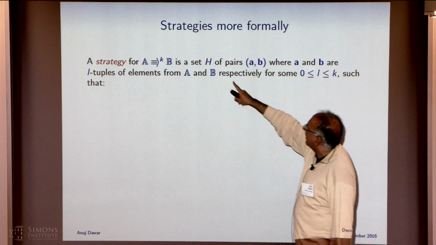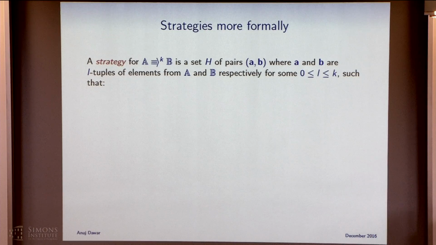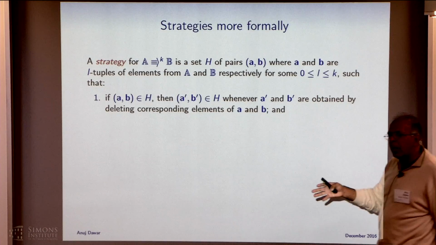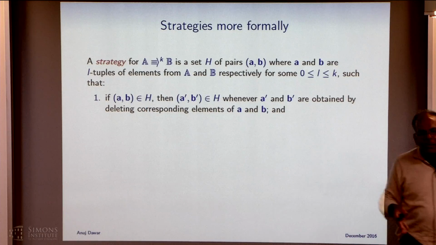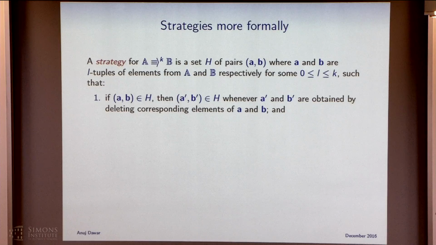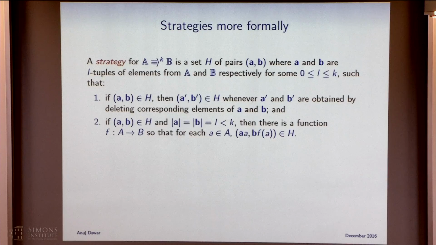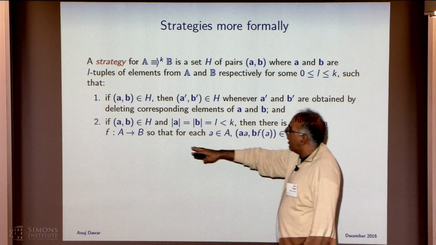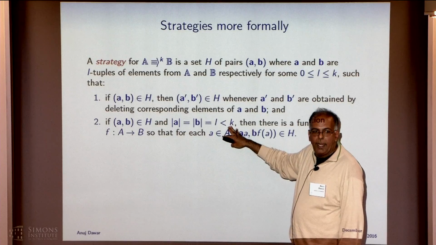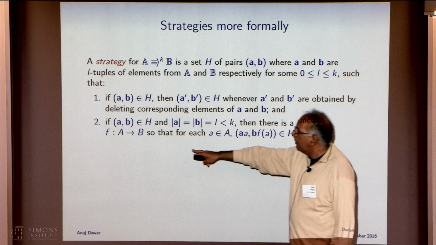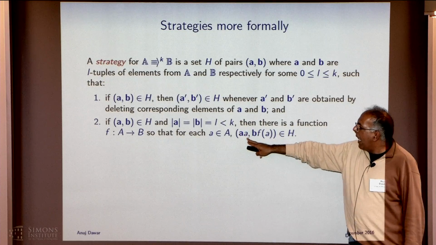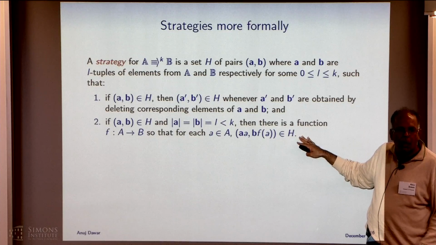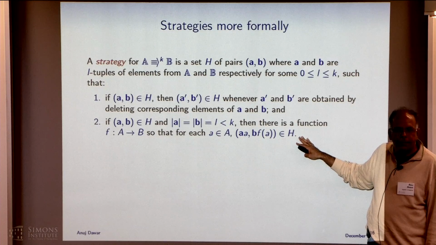What I mean is L is not fixed for H. We have certain properties, namely it's downward closed. Whenever you have a pair in H, eliminating corresponding elements of the tuple still gives you a pair in H. This means you can remove a pair of pebbles in the game. And then the extension property: if you have a pair of tuples of length strictly less than k, then there's an extension, namely a function f from A to B, so that the extension of the tuples with a and f(a) gives you all tuples in H.